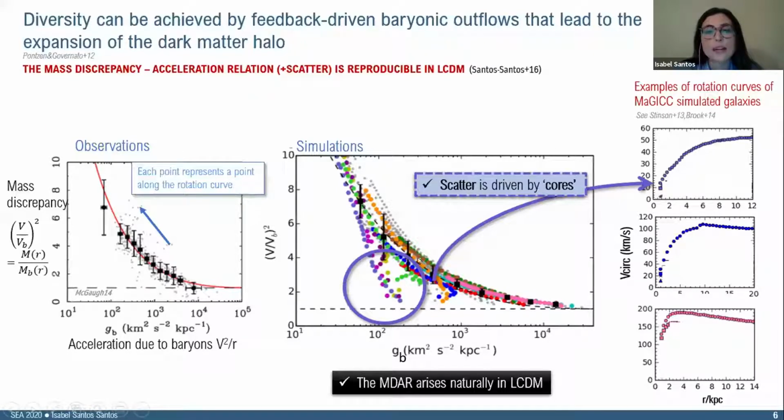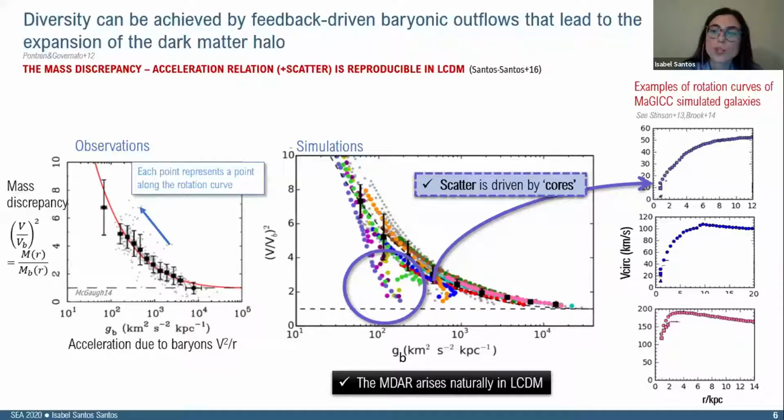Furthermore, we showed that the scatter that we found, the points that fall below the main trend, were given by points corresponding to the inner regions of slowly rising rotation curves, like this dwarf galaxy, for example, here. This was the first time that this relation was reproduced within lambda CDM simulated galaxies.